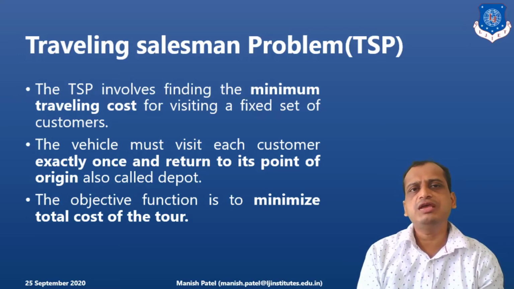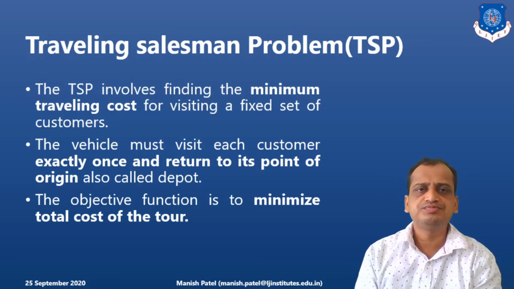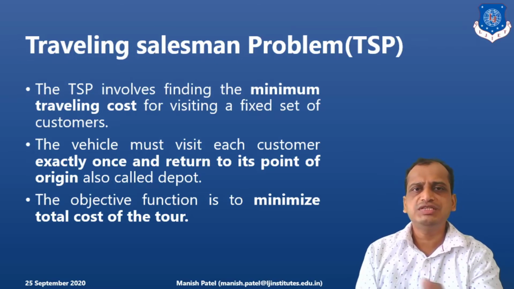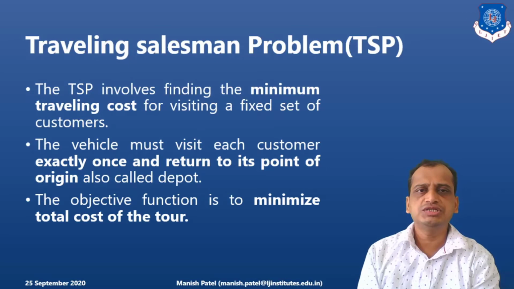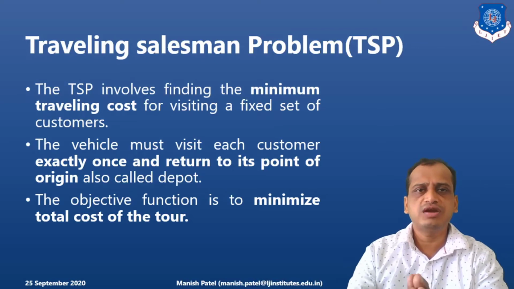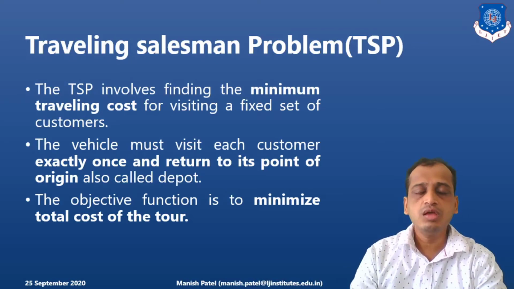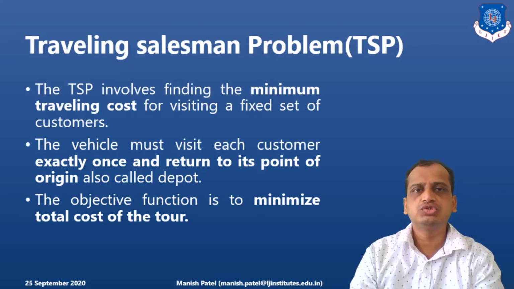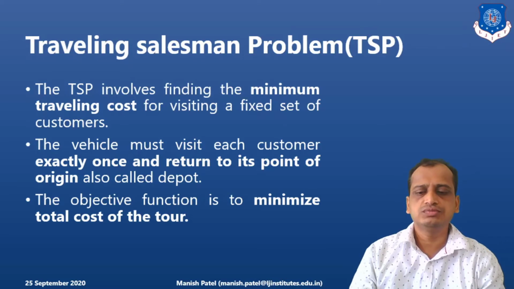It can be a vehicle, it can be a traveling salesman. But after visiting each and every destination, the vehicle or the salesman has to come back to the source point. That is the criteria of the traveling salesman problem. And what is the objective function here? The objective function is to minimize the traveling cost from source to the destinations and back to the source.